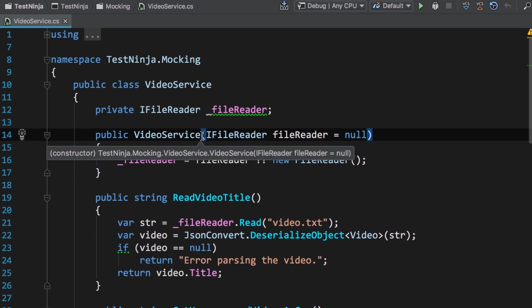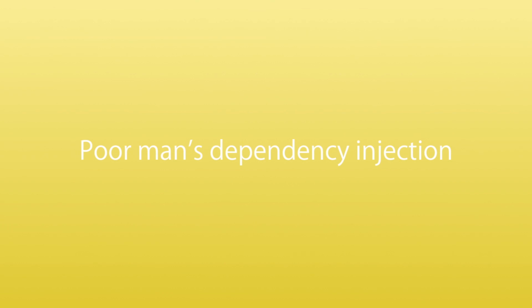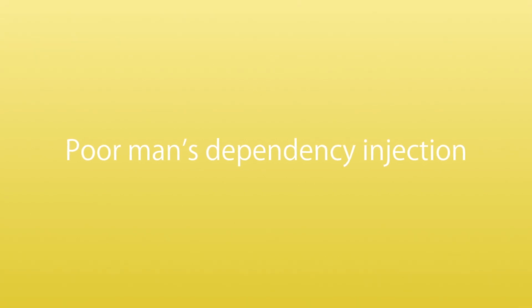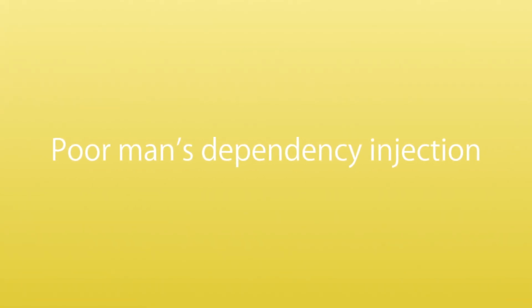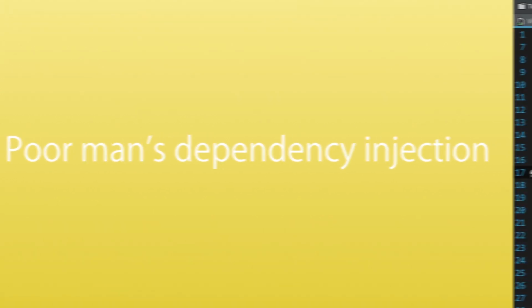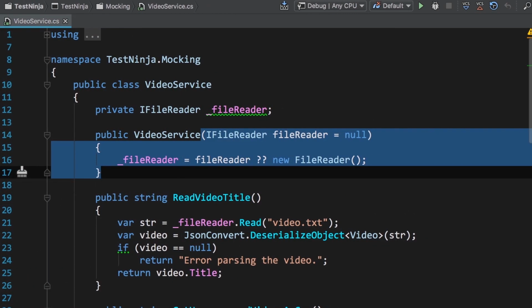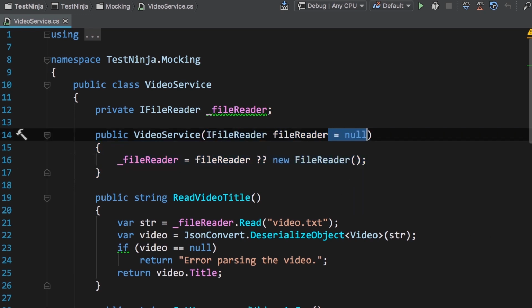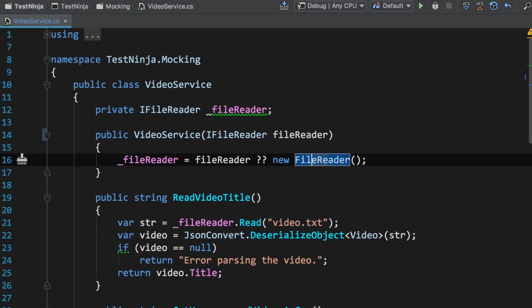That's why we refer to this approach as poor man's dependency injection. In a real enterprise-like application, you don't want to do this. You want to keep your code as simple as possible. That's why we use a dependency injection framework. When you use a proper dependency injection framework in your application, you can simplify this constructor to something like this. Like this. It's far simpler.